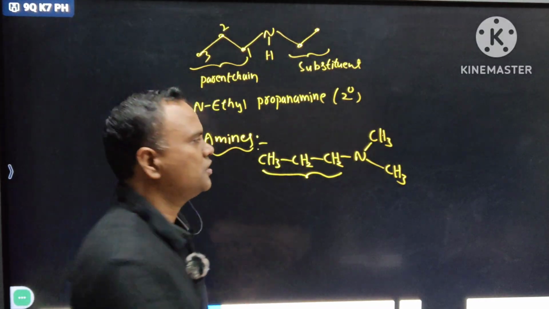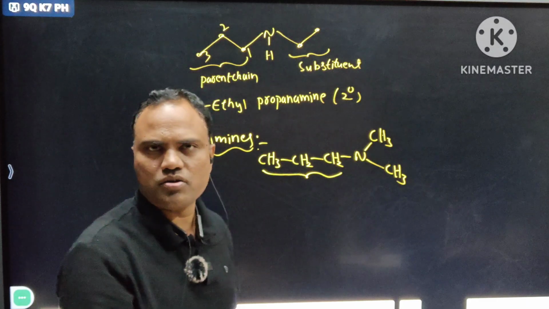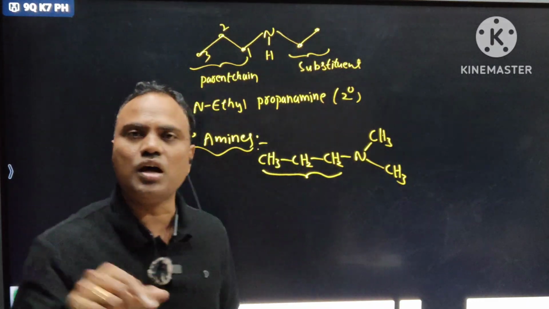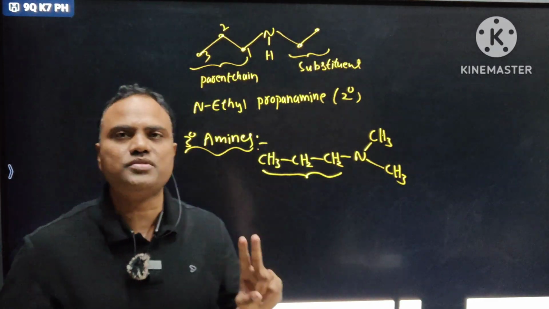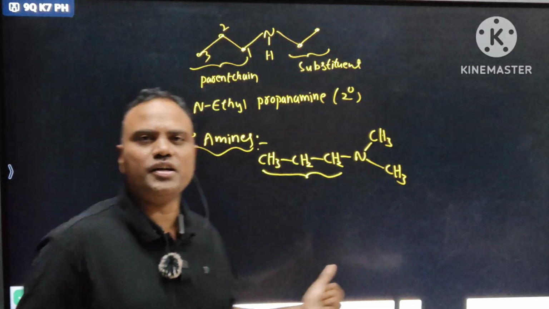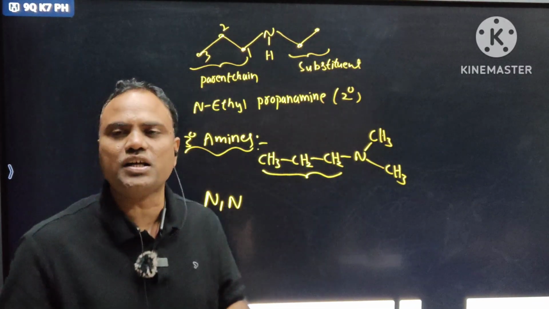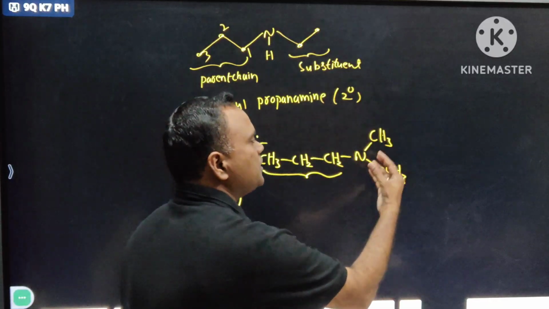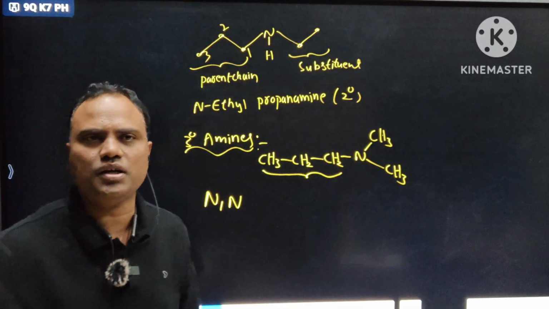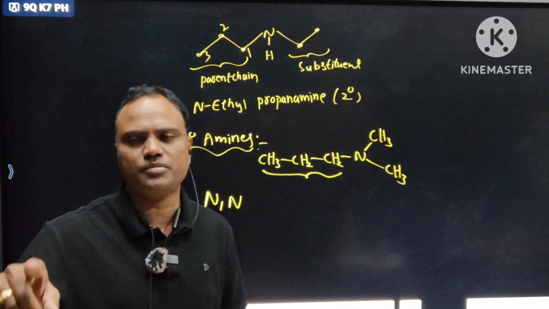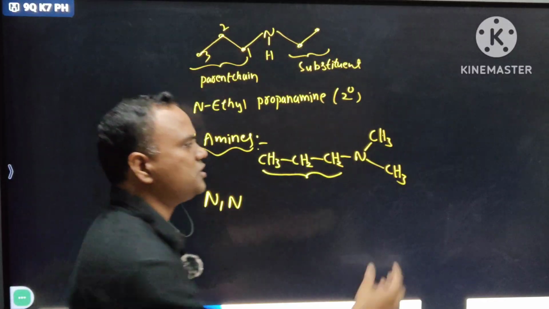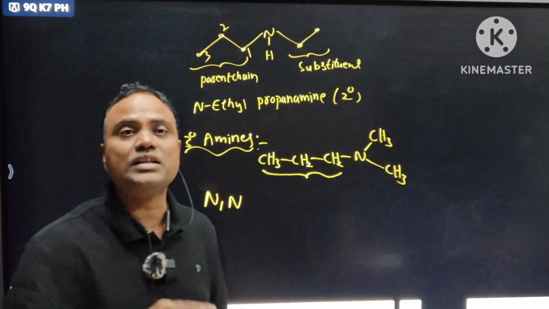2 substituents. This is one substituent on nitrogen, and this is another substituent on nitrogen. So 2 methyl groups are present on the nitrogen, so you have to write N comma N. Why are we writing N comma N? Because 2 methyls are present on the nitrogen. If 1 methyl is present, we just write N-methyl. If methyl is present 2 times, then we write N comma N.